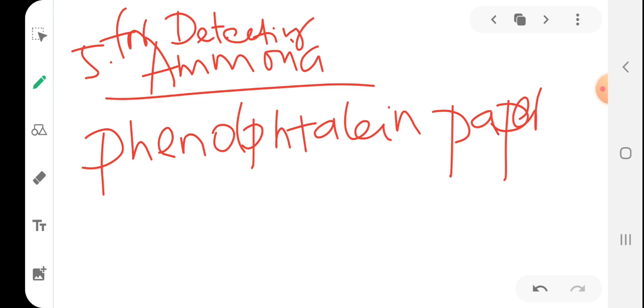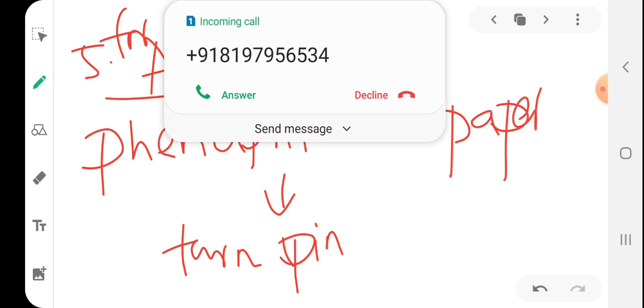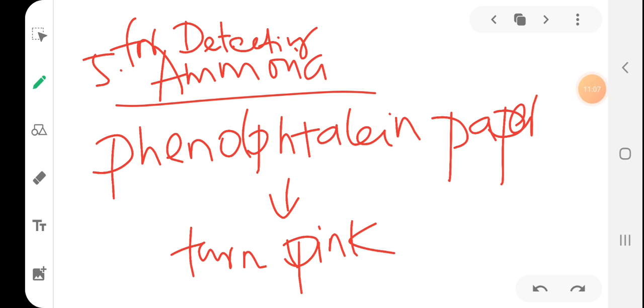This phenolphthalein paper can be used where the moistened paper will turn pink, okay, pink, when in contact with this gas. So if this phenolphthalein paper is placed or exposed at the leaking point, it will turn pink. So this phenolphthalein paper turns to pink color if it is exposed to ammonia gas.